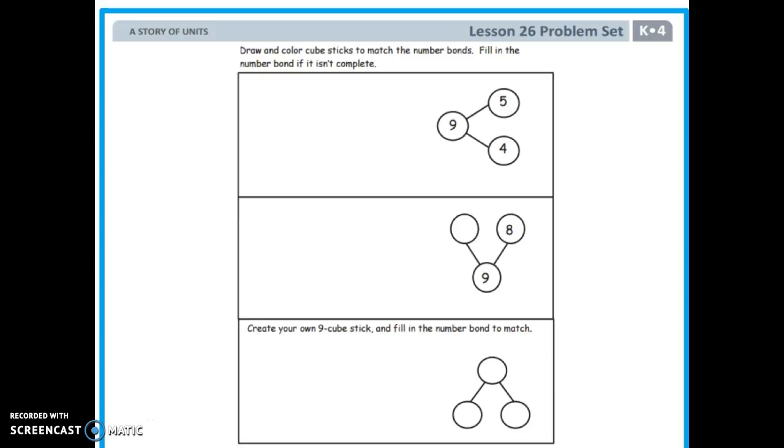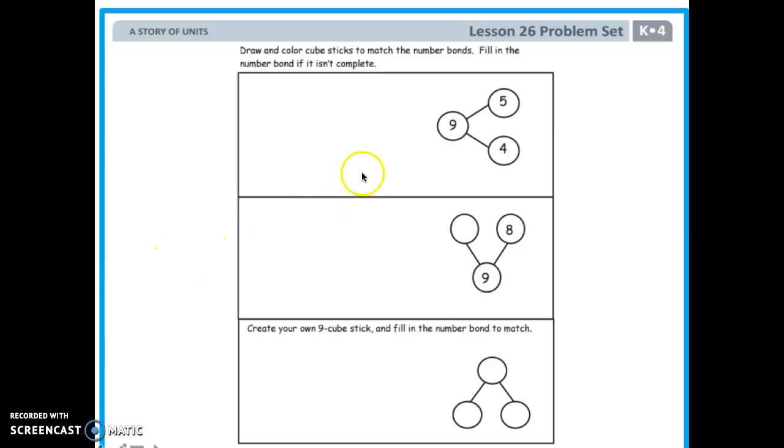Okay, boys and girls, here is the next problem that you're going to be working on. You're going to be needing a pencil for this activity. It says draw and color cube sticks to match the number bond. Fill in the number bond if it isn't complete.